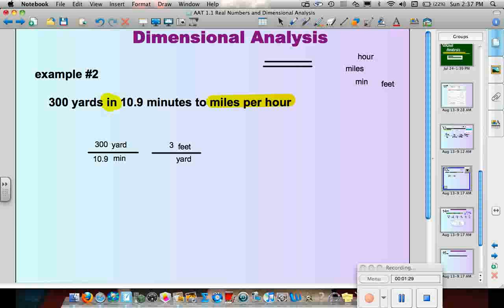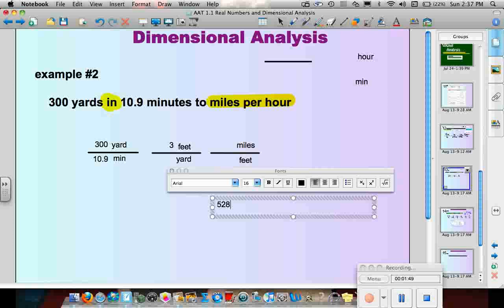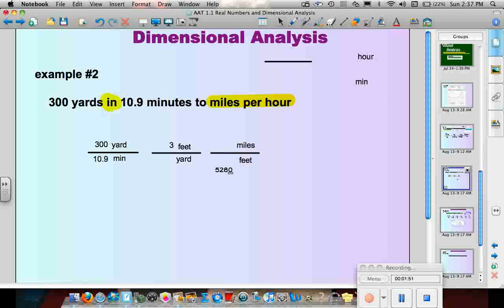Okay. I am still not to miles, though. I'm trying to get to miles. So now I need to get rid of the feet. I have feet here, so I need another feet down here. My feet will cancel. But now I'm trying to get to miles. So the question I have to ask myself, how many feet in a mile? That's 5280. 5280 feet in 1 mile. Now I don't need to put the ones in here. It's fine just to keep it with the unit.